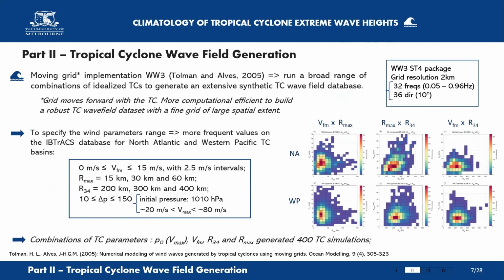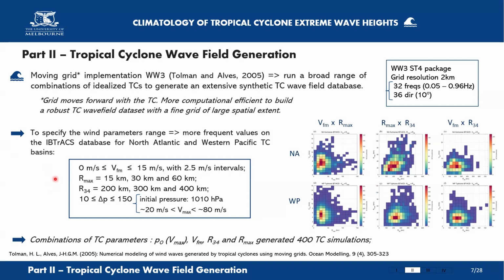To specify the wind parameter ranges used in the simulations, we use the most frequent values in the Arbitrax database for the North Atlantic and Western Pacific basins. For the velocity of movement, we use a range between 0 and 15 meters per second. For the radius of maximum winds, the Rmax, we use 15, 30, and 60 kilometers.